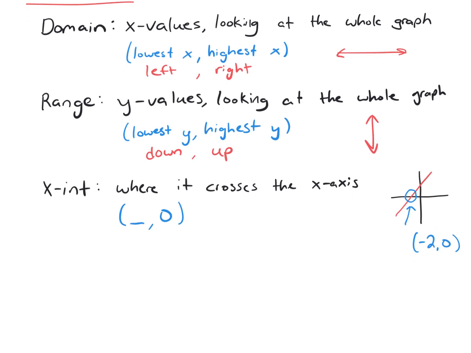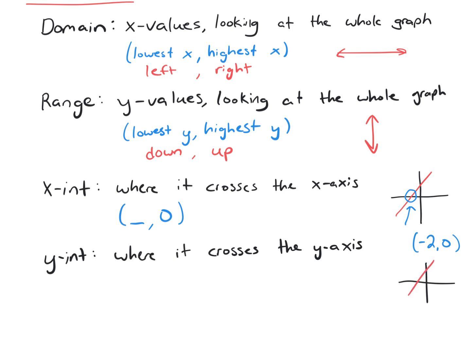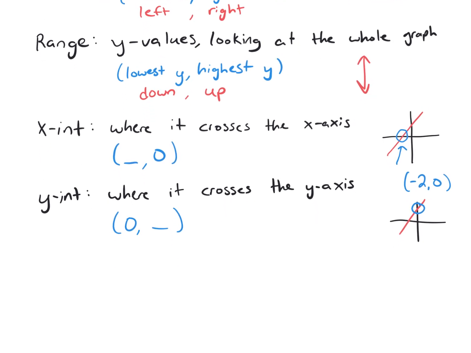So then, what's another intercept other than x? Y-intercept, and that's where it crosses the y-axis. In picture form, it would be here. And when we're writing the coordinates, it would be 0 and some number. If I was looking at this picture, I would probably pick 0, 3.